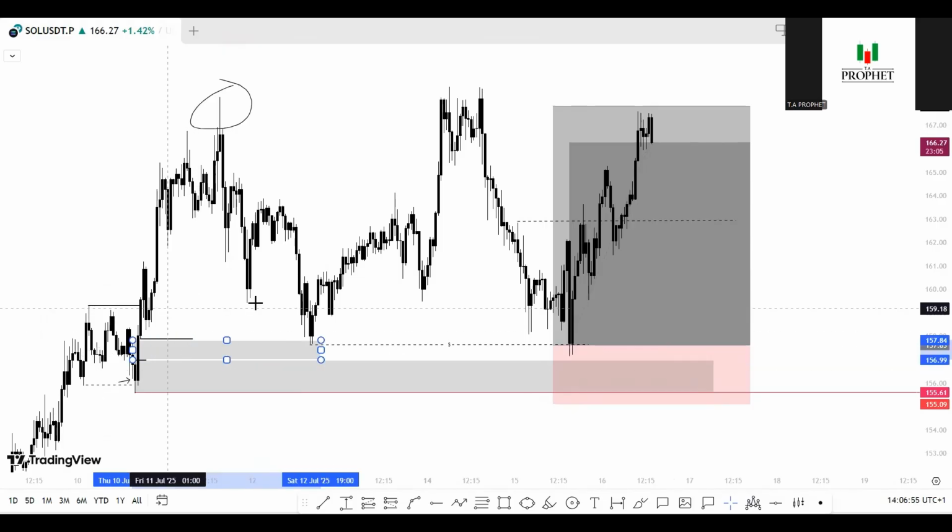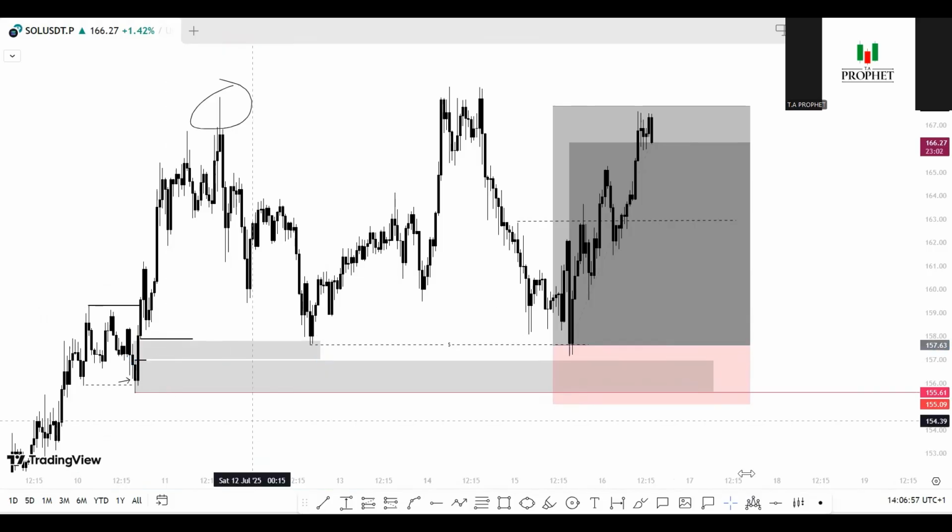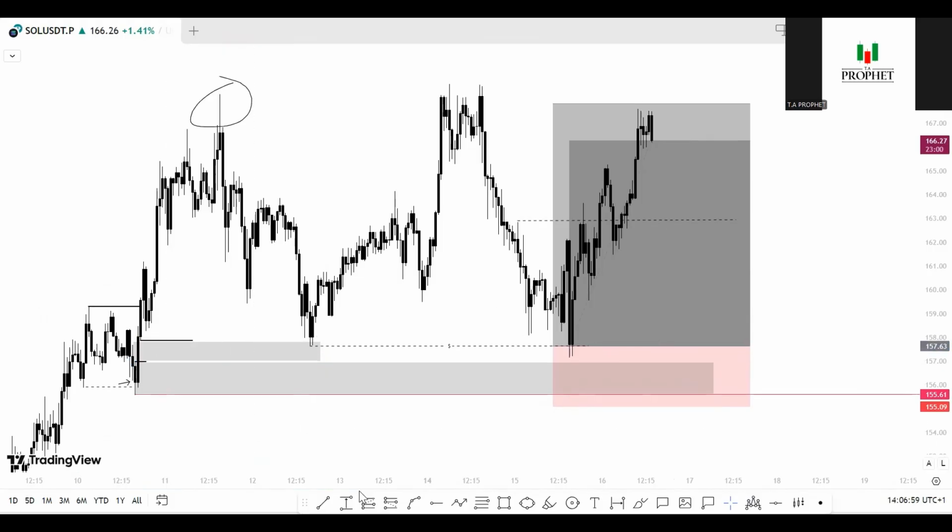You understand? As you can see, for those that even know how to use fair value gap as a trade entry, this fair value gap, the market started reacting from this fair value gap. Understand? It was a reaction from the fair value gap.